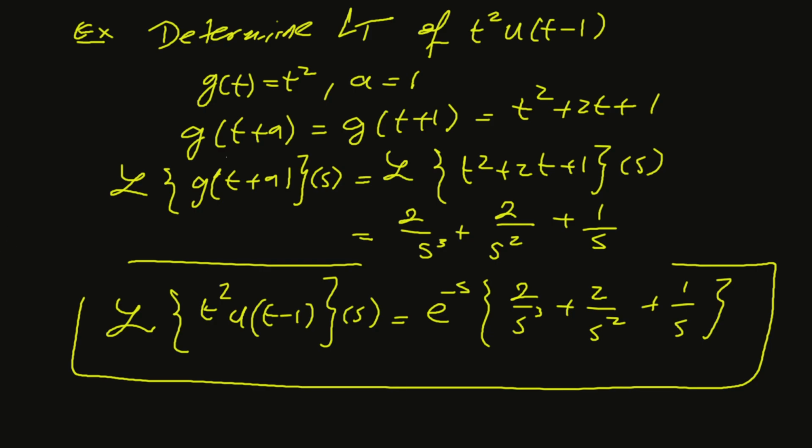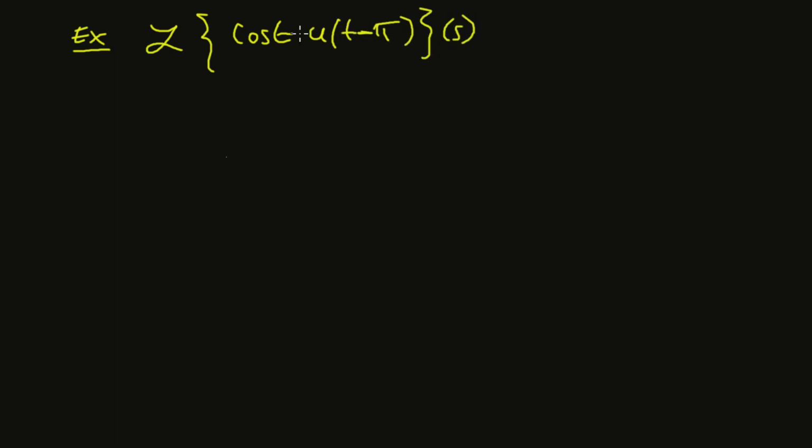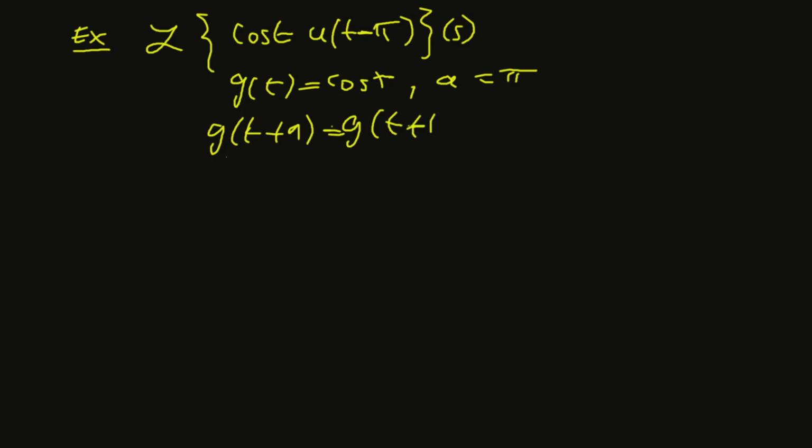Even if you have a trig function, you can do the same thing. Doesn't matter. So let's say you have cosine of t times u of t minus pi. That means that g of t is cosine of t, and here the a is the pi, and g of t plus a is just going to be g of t plus pi, which equals cosine of t plus pi. Using the sum formula for cosine, or if you know the shift, it's just going to be negative cosine of t.